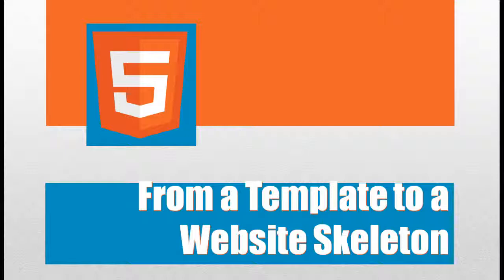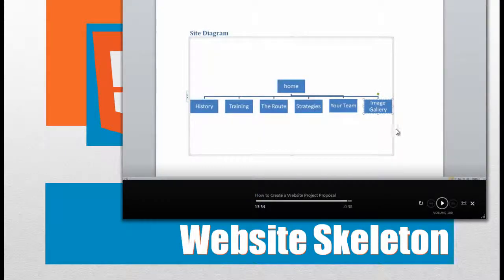project. And so I'm going to base this off of a site diagram that I've created for a Hood to Coast website. Now I did some Hood to Coast running, so I'm going to take that idea and turn it into a website. I've got a site diagram, so let me show you what that looks like. Okay, this is the site diagram that I created, and you'll notice home page is on the top because that's the main landing page, and from the home page you can link to history, training, the route, strategies, your team, image gallery. So that's a very simple site diagram.